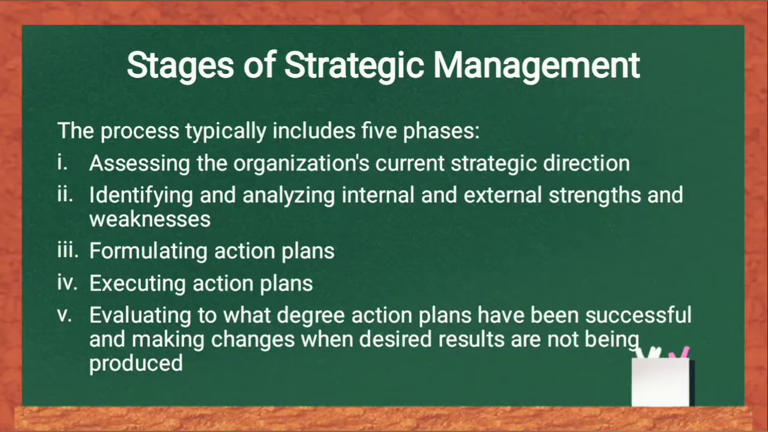The third step is formulation of the action plan, which includes identification of the key success factors and formulation of the key performance indicators. The fourth step includes the execution of the action plans, which are drafted in step 3, and the last step is the evaluation of the executed action plans in terms of to what degree the action plans have been successful, and changes are made in case the desired results are not being produced.